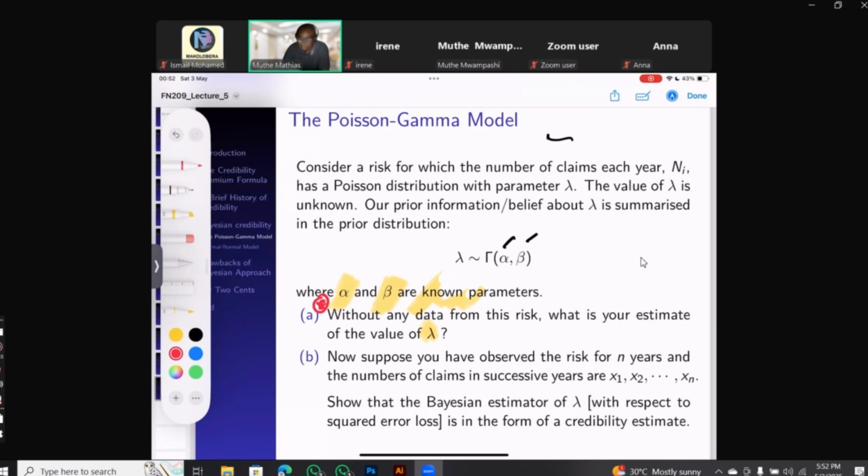I would have a quiz for this one here. So we don't have any data. What would be a good estimate for lambda, if you don't have any information from the risk itself?